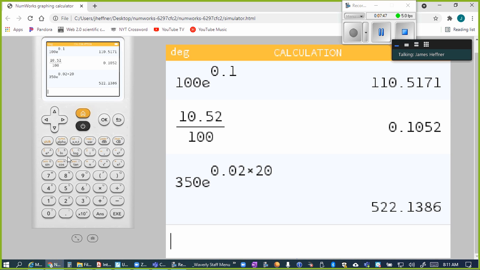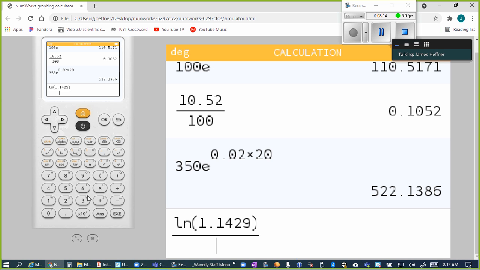So this calculator here, it only has log base 10, and you can see it has natural log here, doesn't it, right? You can't do log base 3 in here without changing the base. So we're going to take the natural log of, what was it, 1.1429? I'm going to get outside the parentheses, we divide by 0.02. Are you with me? Okay.